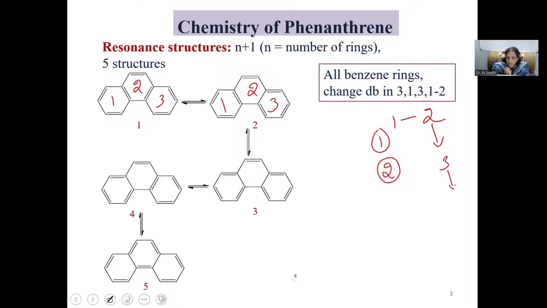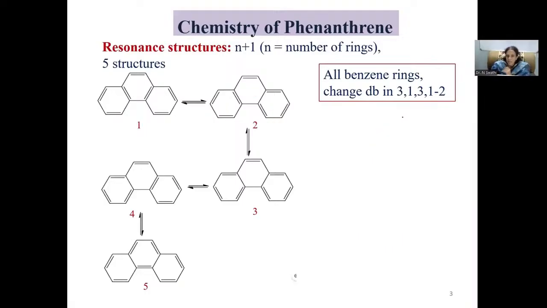Now from the third, we wrote the fourth resonance structure by modifying the double bond positions in the third aromatic ring, keeping 1 and 2 the same as in the third resonance structure. So this is how we followed this particular order: first you change the first aromatic ring, then the second, then the third. If you remember like that, it becomes very easy to write and remember the resonance structures. In similar lines, now consider the phenanthrene resonance structures.